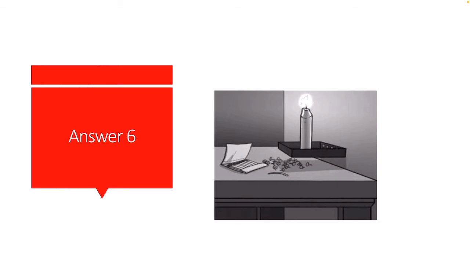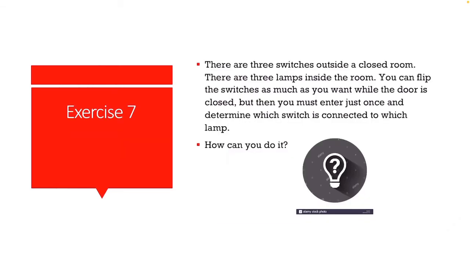Okay. The next is, there are 3 switches outside a closed room. There are 3 lamps inside the room. You can flip the switches as much as you want while the door is closed, but then you must enter just once and determine which switch is connected to which lamp. How can you do it? Okay, it is so simple.